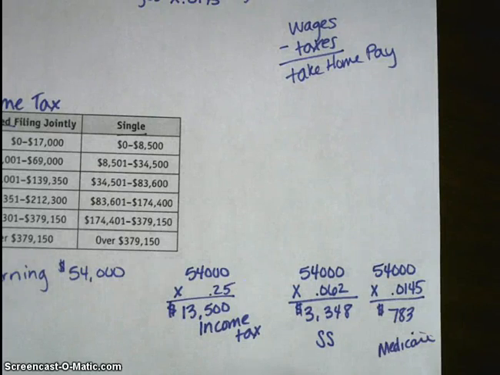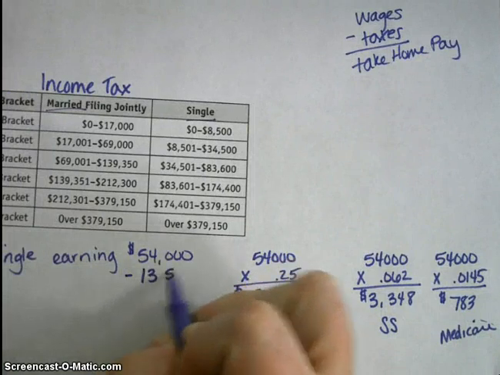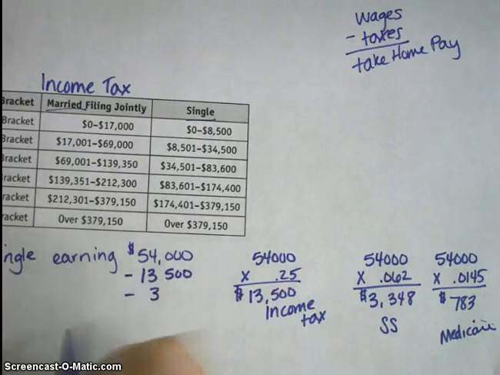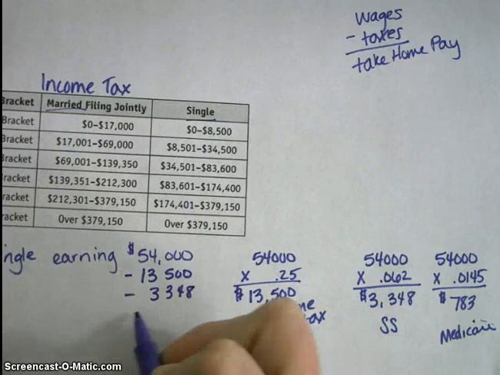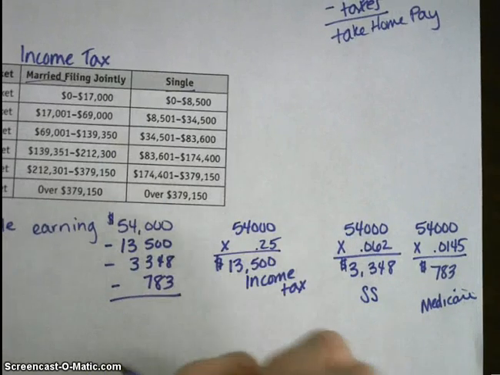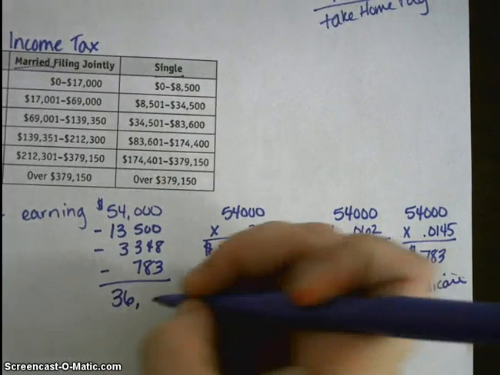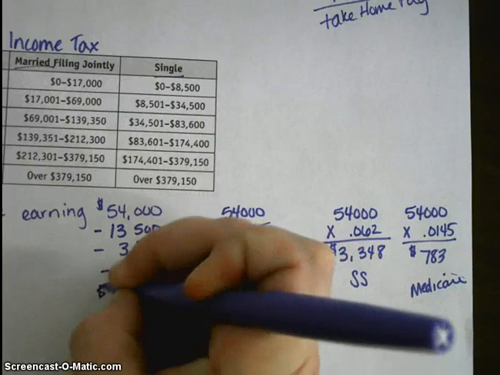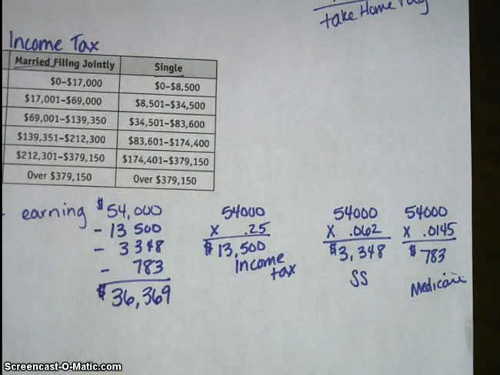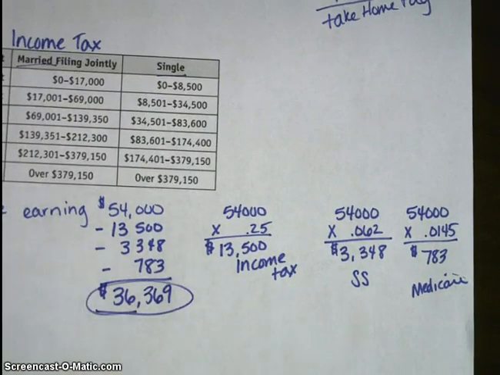So it looked like I was earning $54,000, but when I subtract out these taxes, so my $54,000 minus $13,500 minus $3,348 minus the $783, I'm actually only bringing home $36,369. So that's quite a bit of money taken out of my check for taxes. So that's how much I'm actually bringing home. That's called my take-home pay.